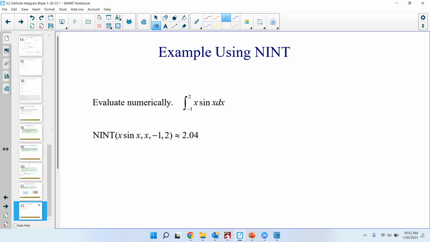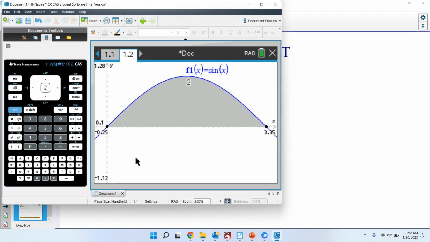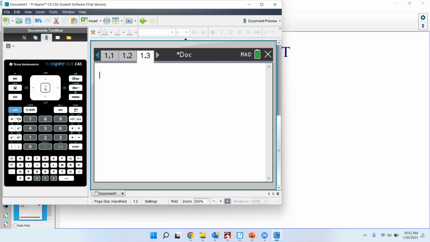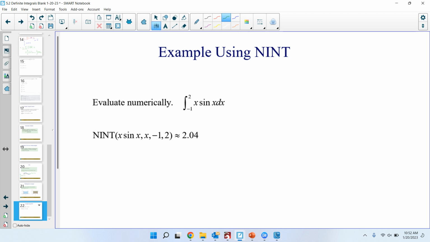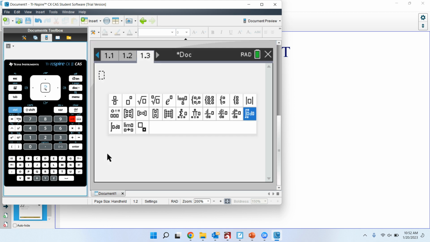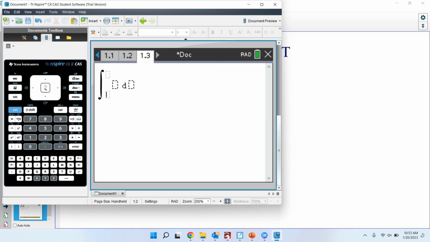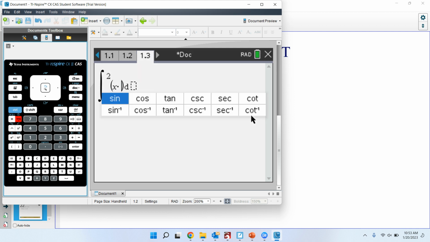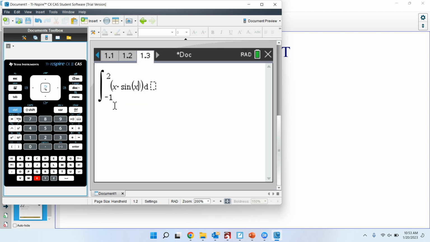All right. And then I just showed you how to do it in the calculator. So let's do this. Now, this is NINT. This is if you have to go back and use your 84. You don't want to do that. So in our Inspires, what you're going to do is in a graph or calculator window, we're going to go -1 to 2, just to practice typing it in. -1 to 2, x times sine of x dx.